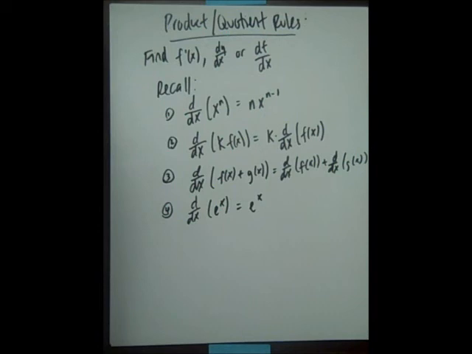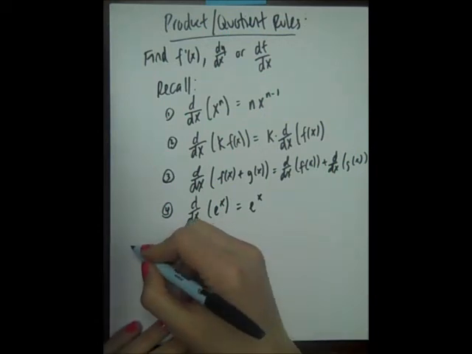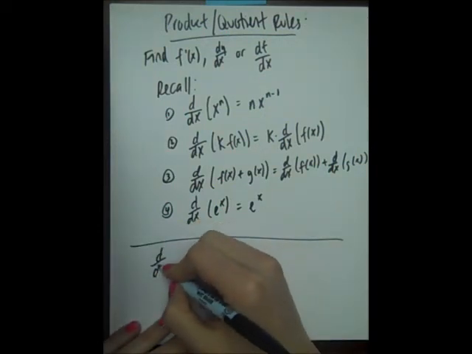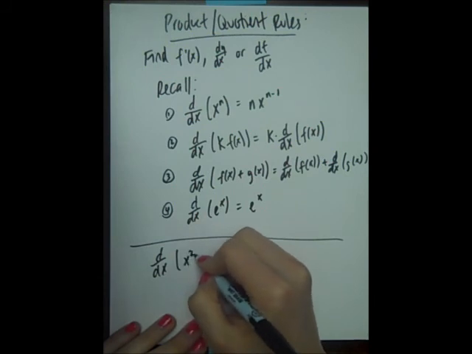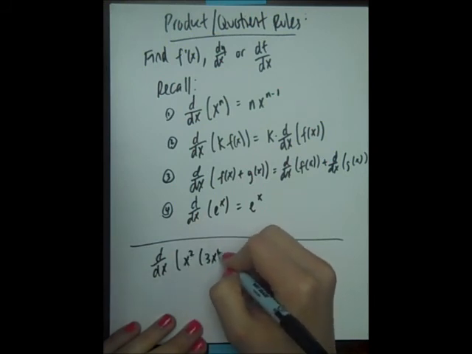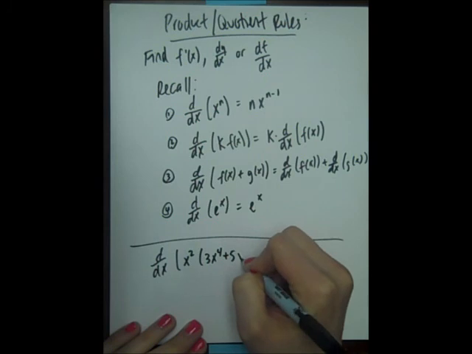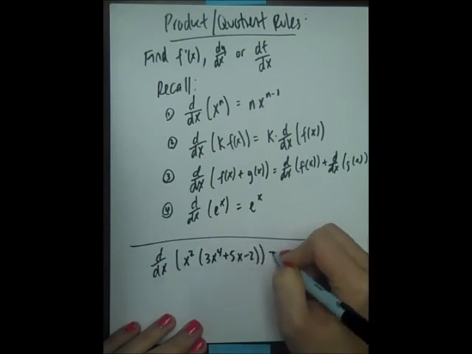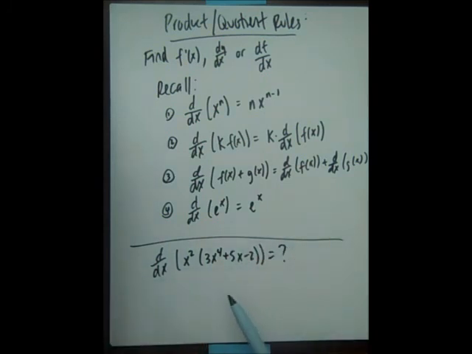The question is, how do you find the derivative of something like x squared times 3x to the 4th plus 5x minus 2? Well, this is a product of 2 functions. You can see it's x squared times the 3x to the 4th plus 5x minus 2. So as soon as you say times in terms of x, so this is x squared times something, that tells you this is a product.